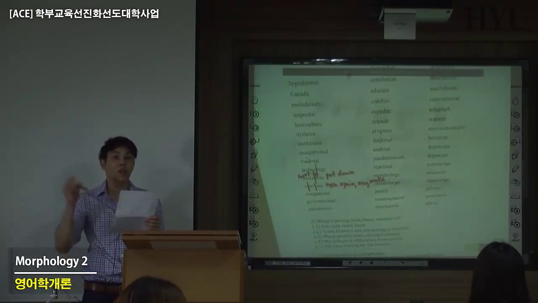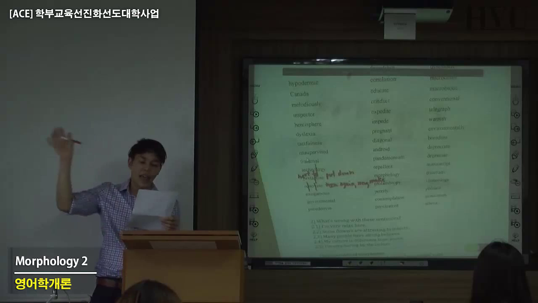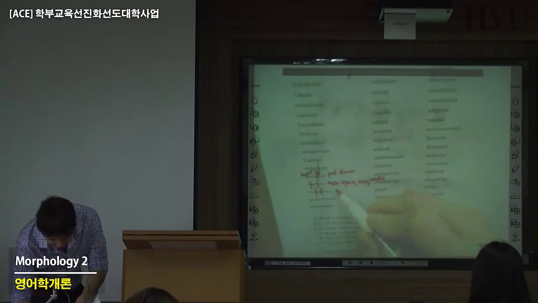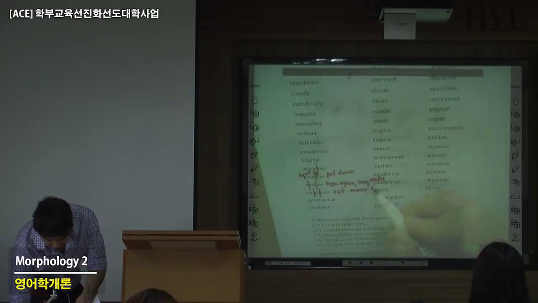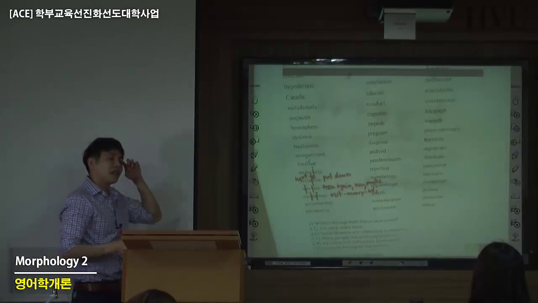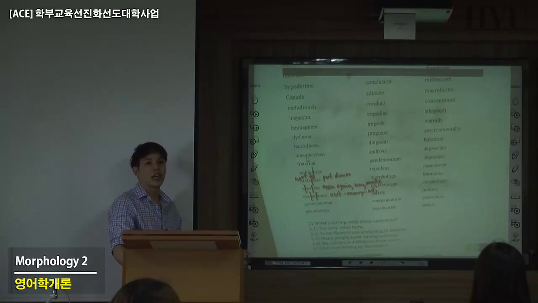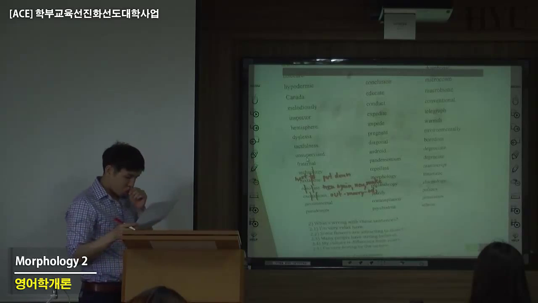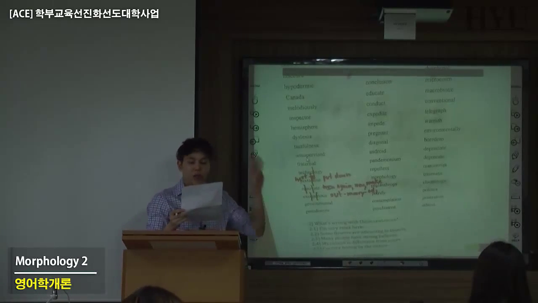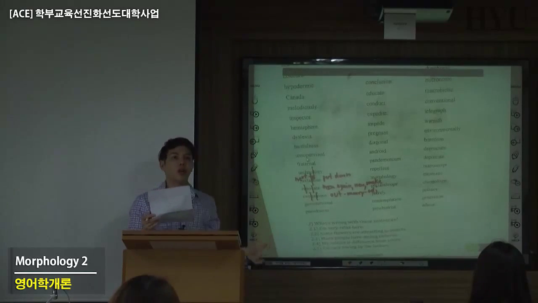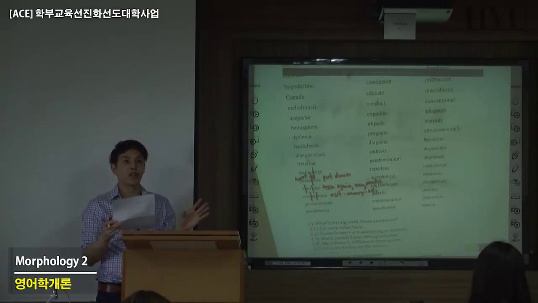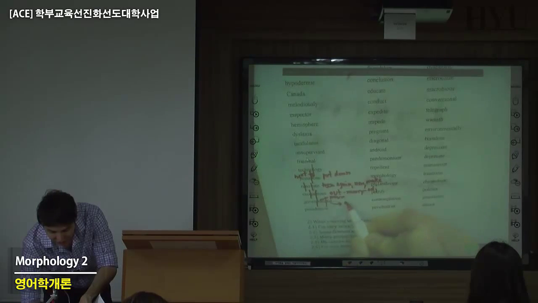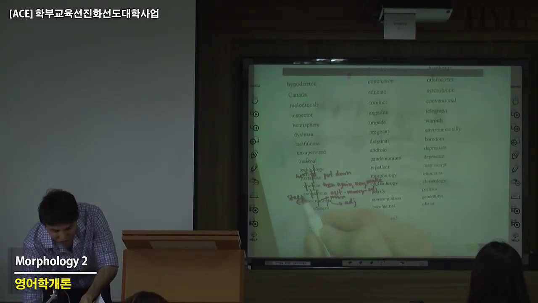Exogamous. Three morphemes, right? Exo means out, gam is to marry, and ous is the adjective morpheme. Out, marry, and then adjective. So exogamous is a person who marries out of his kinship, out of his culture, like that.